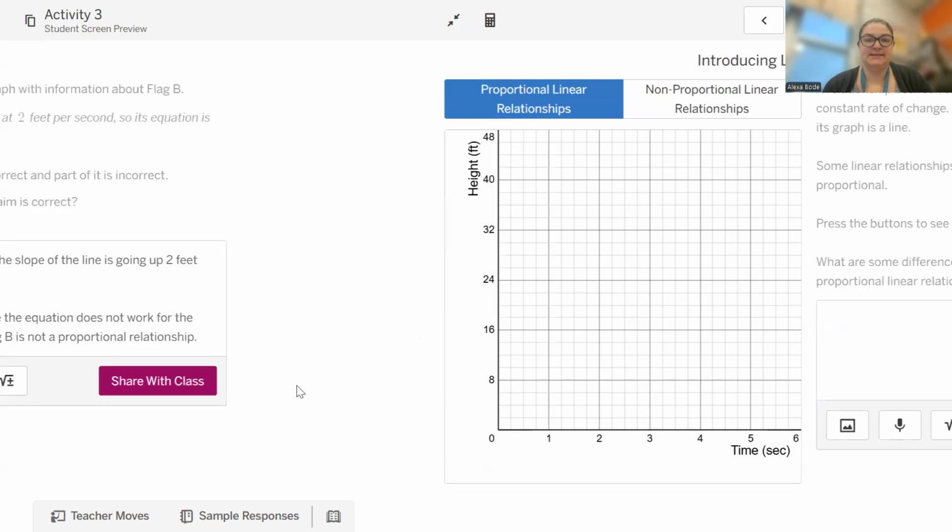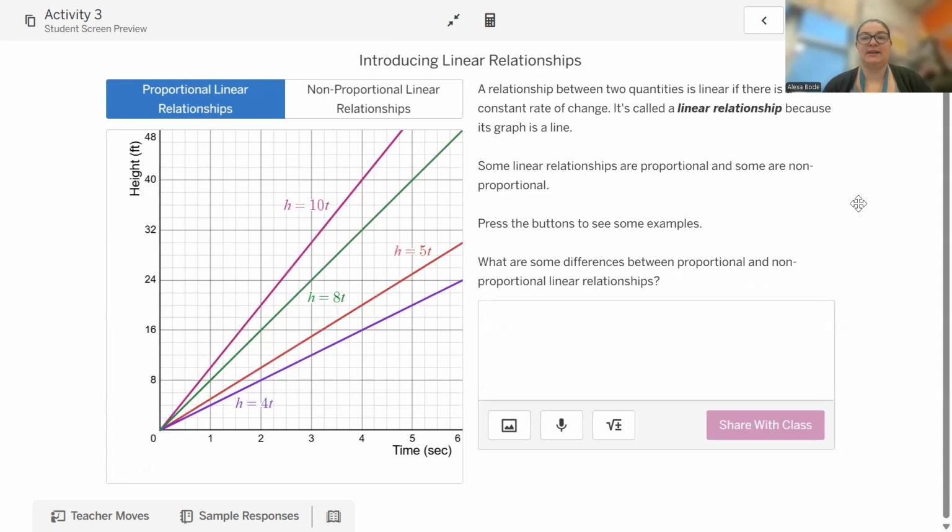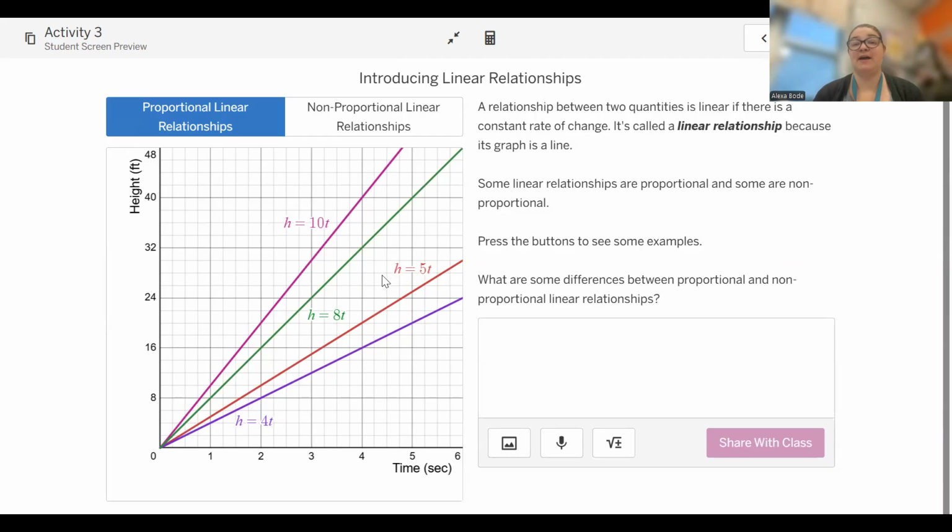Okay. Slide 7 here. We have a whole bunch of different things going on. So this says a relationship between two quantities is linear if there is a constant rate of change. It's called a linear relationship because its graph is a line. So everything that we're doing in this unit is looking at linear relationships. It is going to be a straight line throughout the entire unit because our lines are going to have that constant rate of change. They're going to have the same slope throughout the entire line. Some linear relationships are proportional and some are non-proportional. Press the buttons to see some examples. What are some differences between proportional and non-proportional relationships?